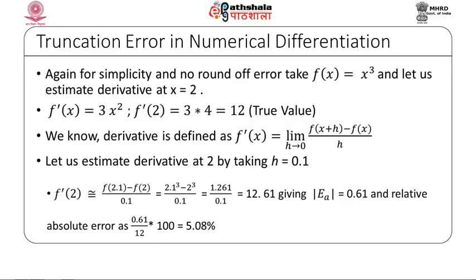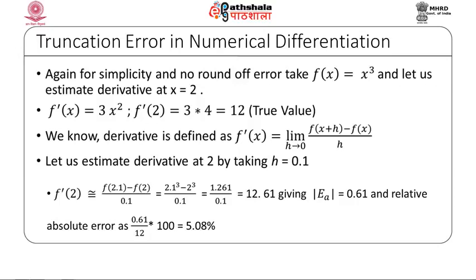In case again we take the simple example of f x as x cube. So, f dash x we know is 3 x square. So, at the point 2, the value of derivative is 3 into 4 into 12. Now, because we cannot take limit as h tends to 0, but we can take h small. So, we take h finite value.